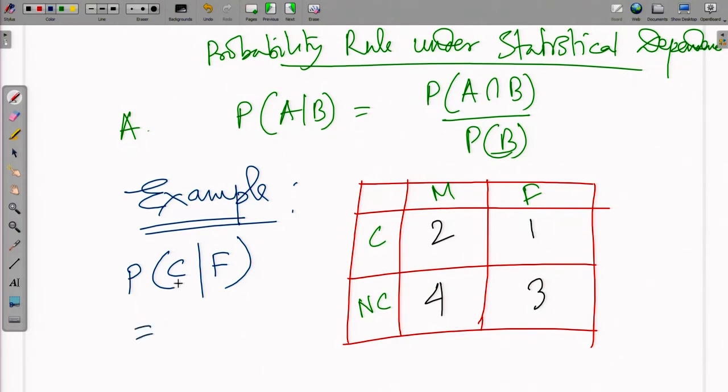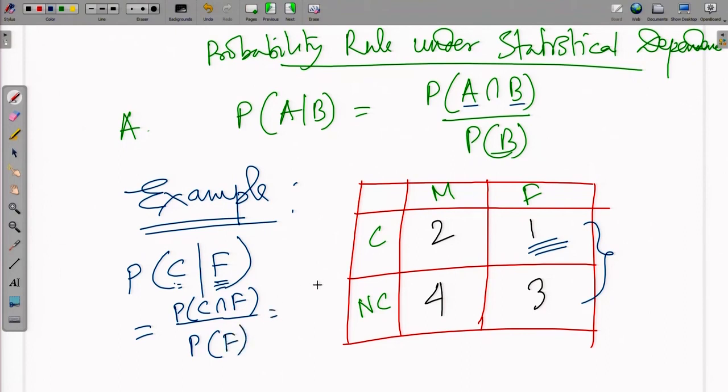So, if someone is female, what is the probability that that person is corrupt? If you want this information, corrupt and female, you have it here. Now, you make female constant, so all the possible cases that you will consider are for the females. So, the numerator is probability of corrupt intersection female, and the denominator is probability of female. This is equal to 1 divided by 1 plus 3, all the possible cases. So, 1 by 4. Okay. This is how you understand conditional probability under statistical dependence.